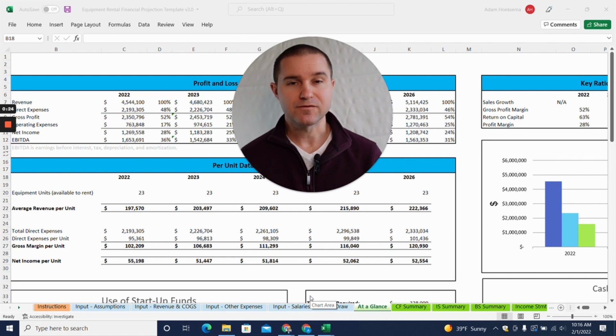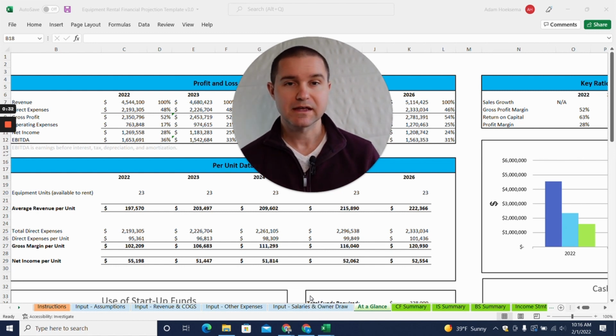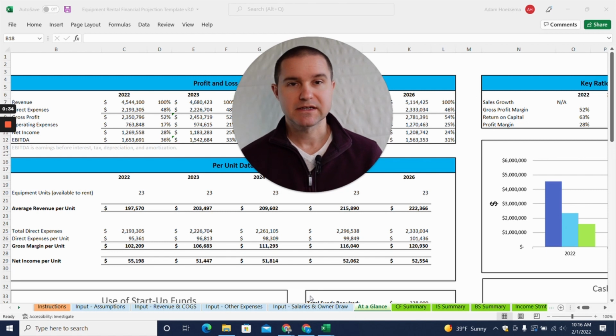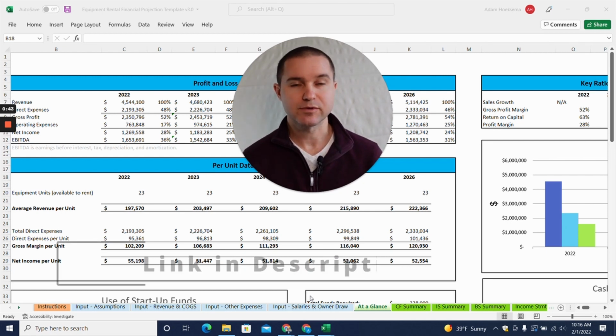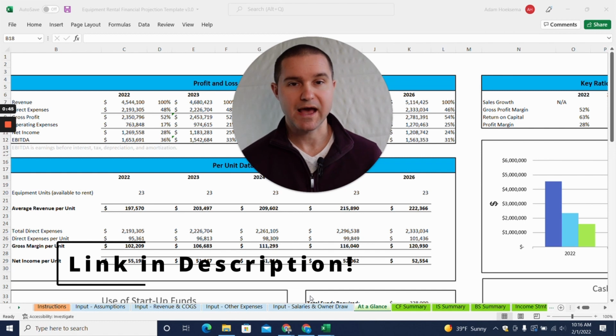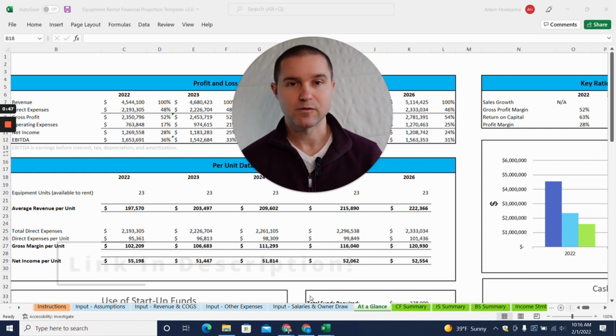So if you are trying to figure out what should my startup costs be, what are my common operating expenses, how much revenue can I generate, and ultimately how much profit can I generate in an equipment rental business, then I want to walk you through this template and show you how you can figure those questions out. There is a link to this template in the description of the video below if you don't have it, but I'm going to go ahead and walk us through here.